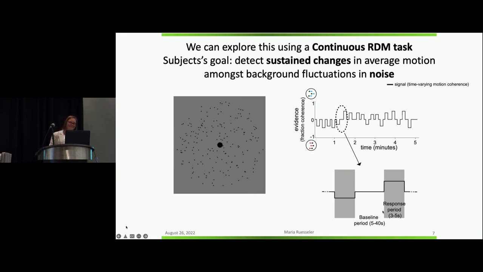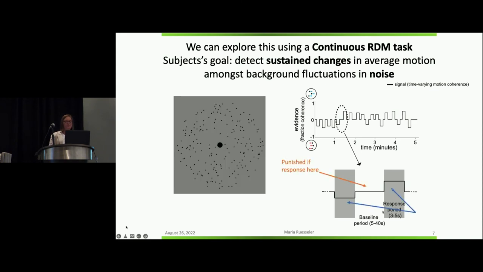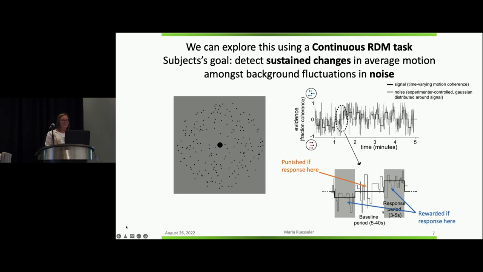Obviously my participants did not get that cue when the deviation would actually happen. We reward participants if they correctly detect these response periods, or we punish them if they miss the response period or false alarm, meaning they respond during the baseline period. What is crucial for this task is that participants don't see this black line in the upper graph, but this wiggly line, the noise. This is controlled by me, meaning I know exactly what happens every millisecond, and it's Gaussian distributed around the signal. That means every few hundred milliseconds or so, the coherence, which is the fraction of dots moving in a certain direction, will jump around.